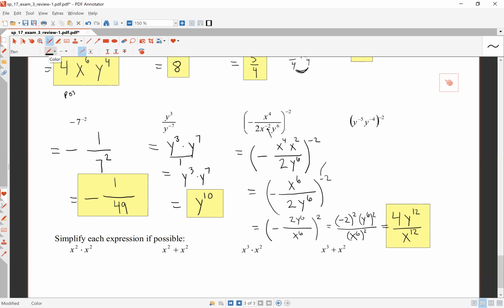Next problem, y to the negative 5 times y to the negative 4, raised to the negative 2. Inside those, we have a like base, so we add those exponents. Negative 5 plus negative 4 is negative 9. When we have a negative 2 exponent on the outside, those two multiply, and negative 9 times negative 2 is 18. Y to the 18th.